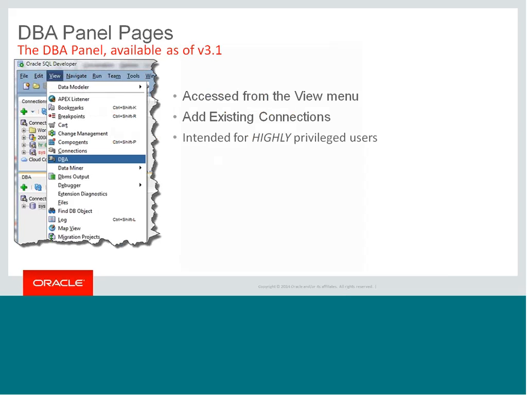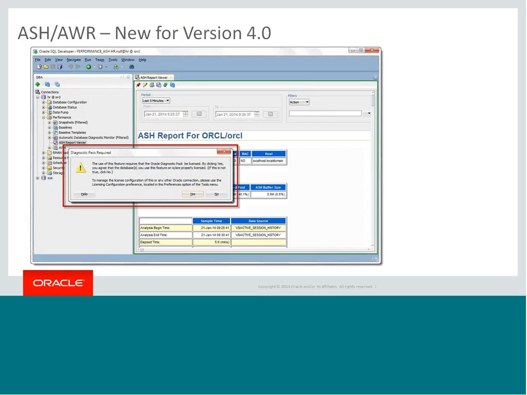To get to the DBA panel, which we added in SQL Developer version 3.1, go under the View menu. The diagnostic pack support we added in version 4.0. So ASH, active session history: show me what's run in the last 30 minutes or so, what's expensive query-wise.